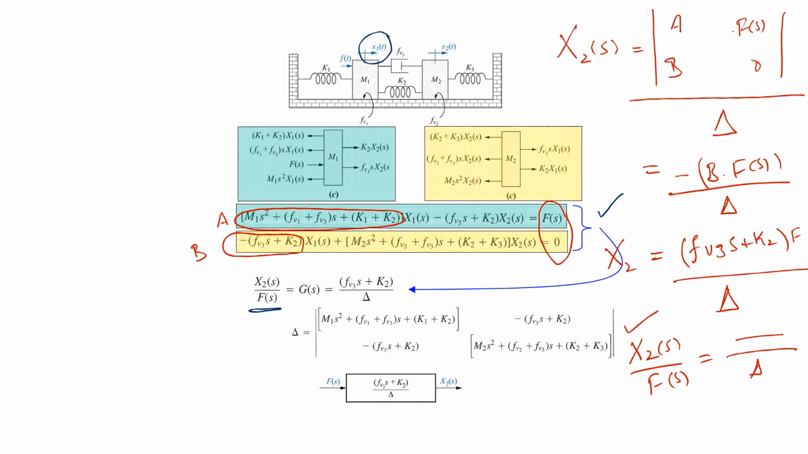And this transfer function is, by the way, written over here. So this is your final transfer function of the example we just studied. And this delta can be solved by finding the determinant written here.